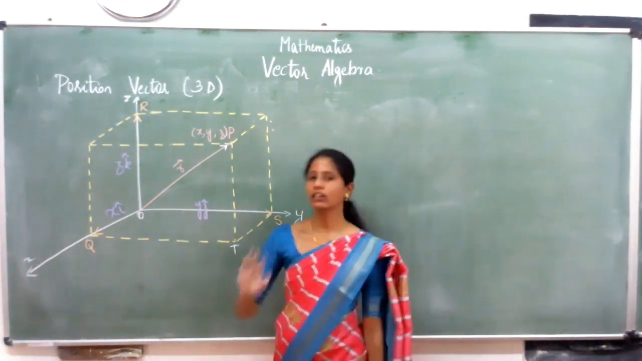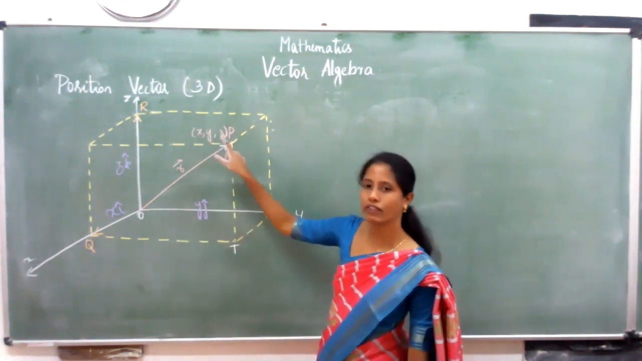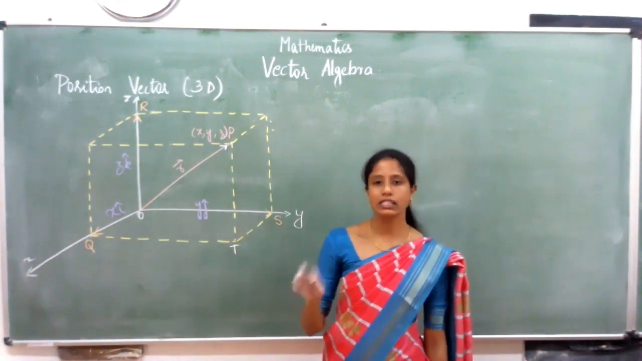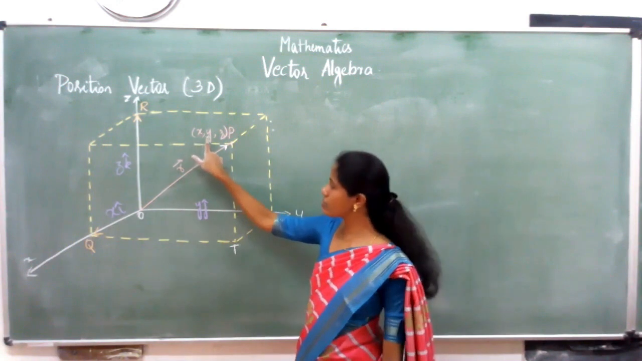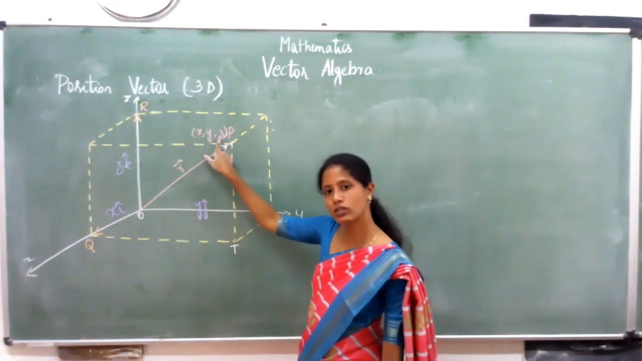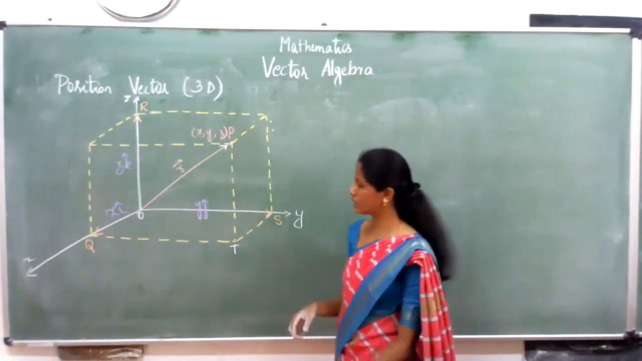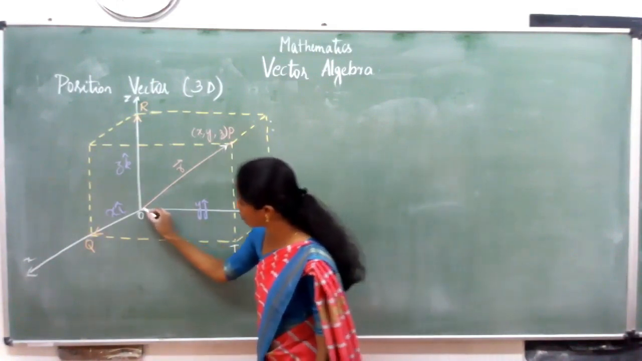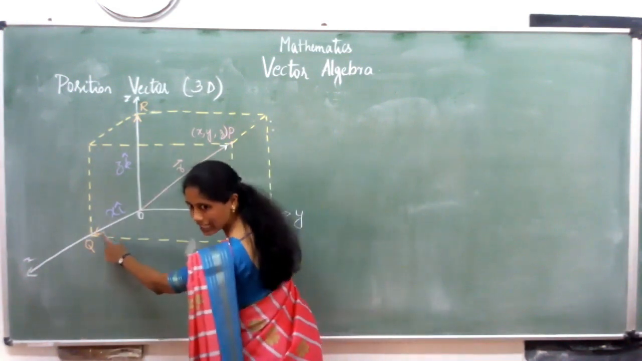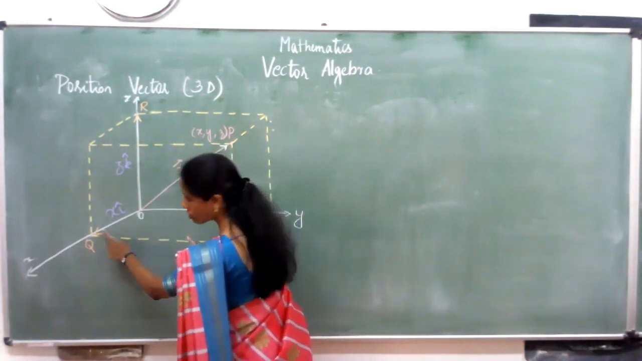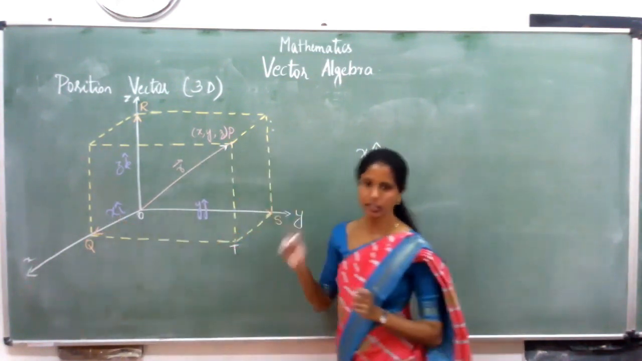So here, in normal coordinate axes, if I take P of x, y, z, it means that we are traveling a distance of x units along the x axis, y units along the y axis, and z units along the z axis. So in vector form, how do we write this? For this point P, first we travel a distance of x units along the x axis, in the direction of x. So it will be x into i cap.